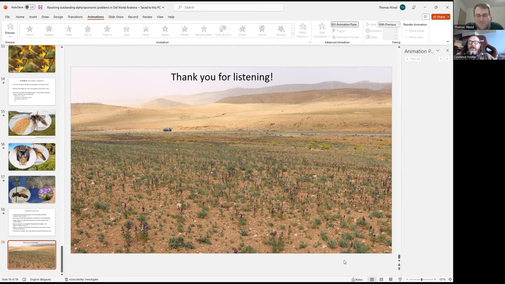Joshua Sato asks, how does nest building design vary among Andrena species? I can't answer that question. I'm a very terrible nesting ecologist. I don't really care about nests. I should. I just don't have time.